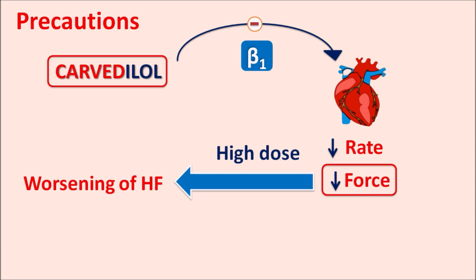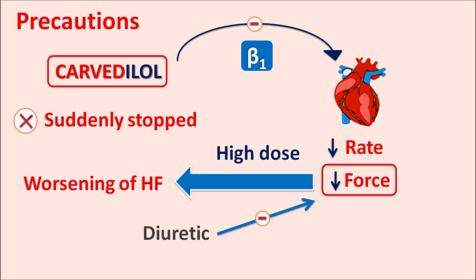In such conditions, we can give diuretics such as furosemide to counteract this decreased force of contraction, because diuretics can reduce the body volume so that the symptoms of heart failure can be improved. That's why this drug should be used carefully at high doses, should be started from a low dose, and the dose should be gradually increased. Similarly, this drug should not be stopped suddenly because it can worsen heart failure as well as precipitate angina because of increased sympathetic activity.